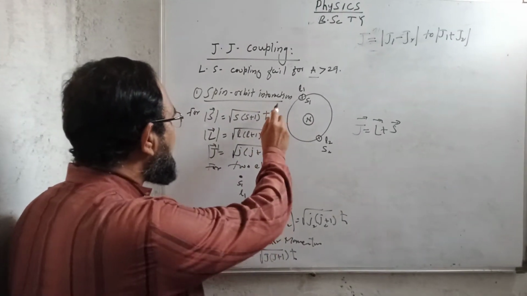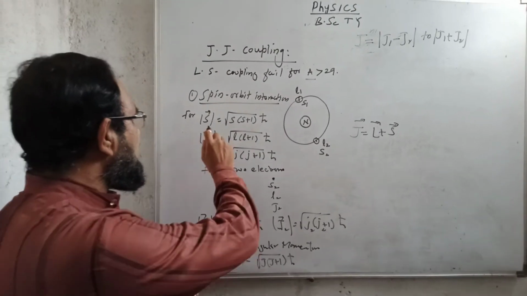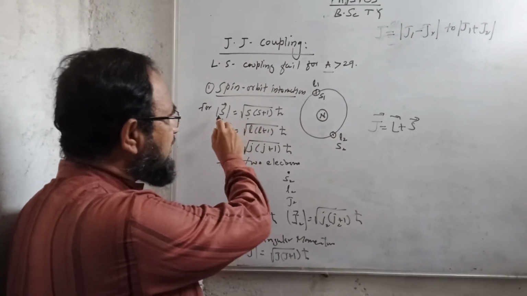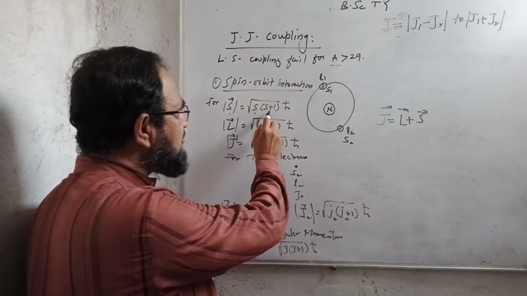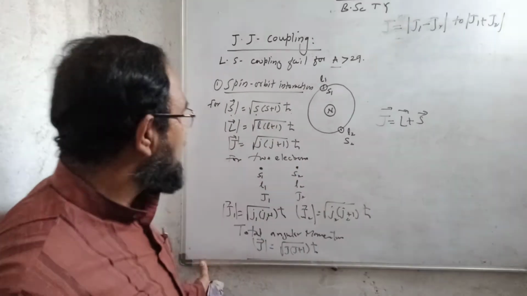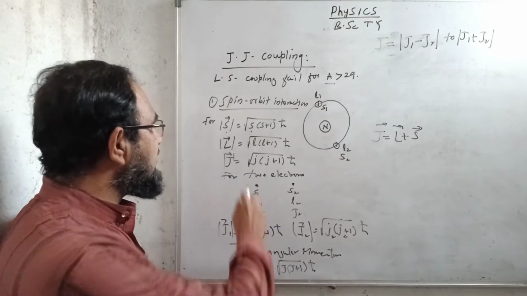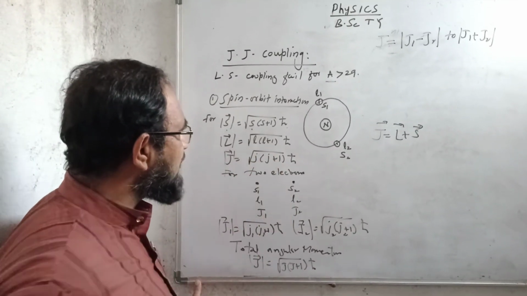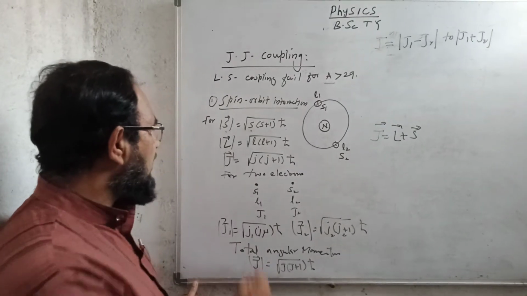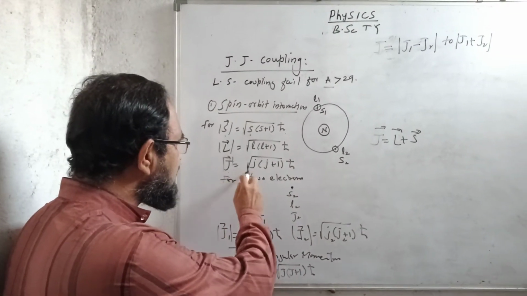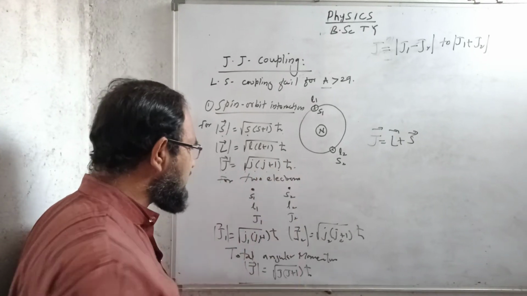For the spin orbit interaction, the magnitude of S is equal to root over S into S plus 1 times h cross, while the magnitude of the orbital quantum number L is given by root over L into L plus 1 times h cross. The combination of these two gives the total angular momentum J, equal to root over J into J plus 1 times h cross.